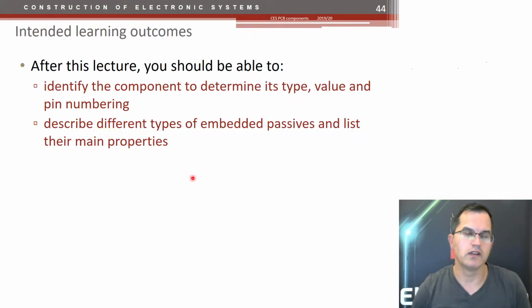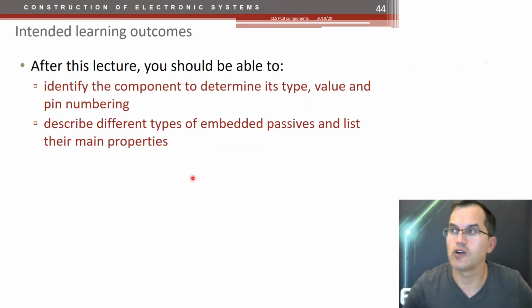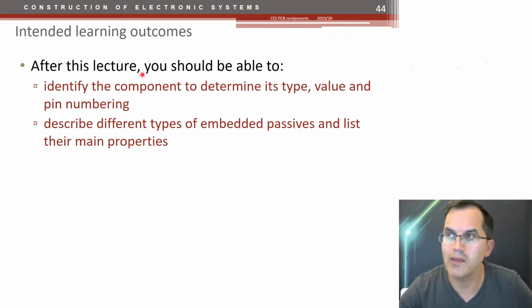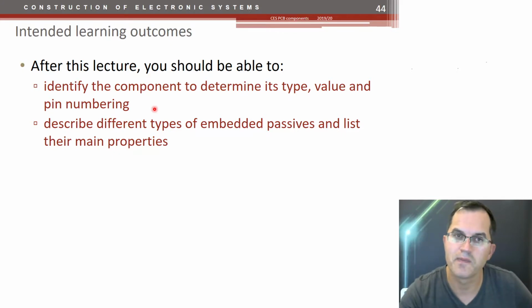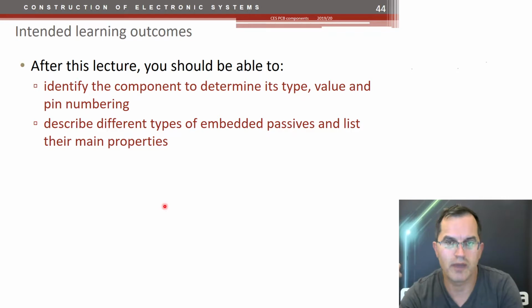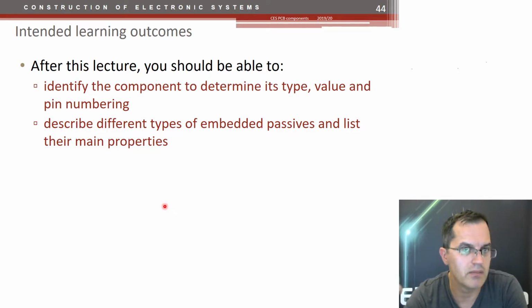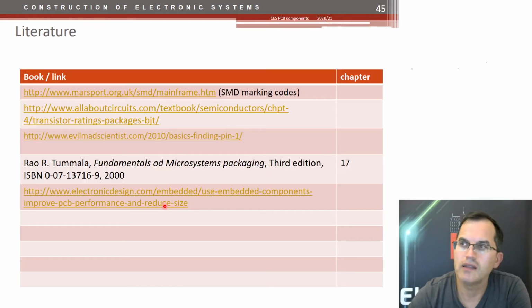So what you have learned from this lecture, I hope, is that you are now able to identify the components that you find on the PCB. You have to determine its type, the value, and the arrangement of pins. You should be able to describe different types of embedded passives and list their main properties. What are they good for? And that's the literature. You can check it out. There are some links and there are some books.